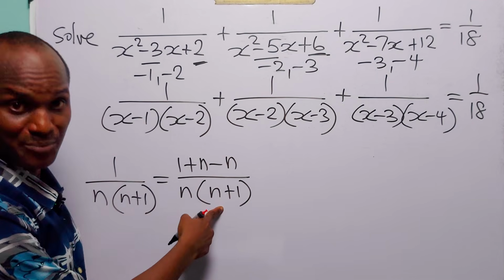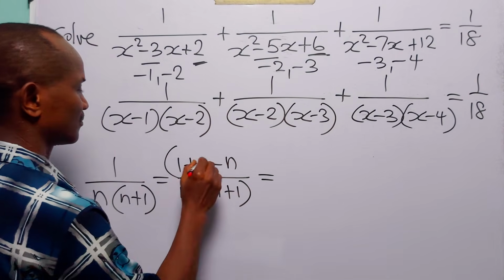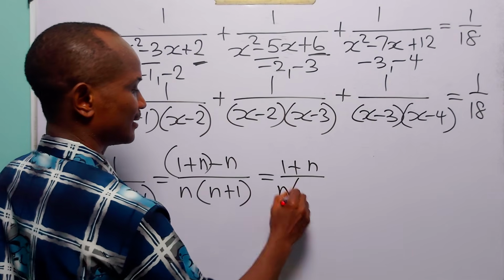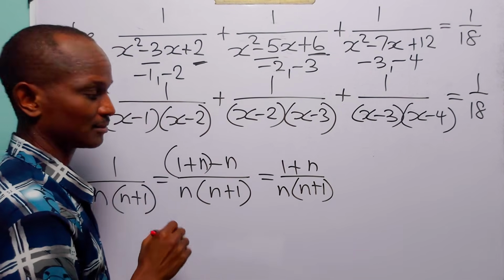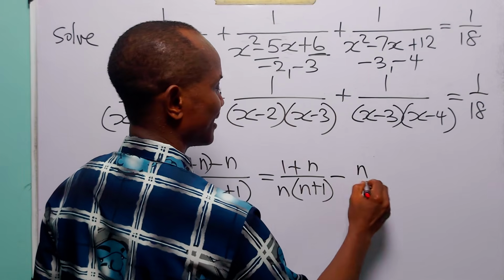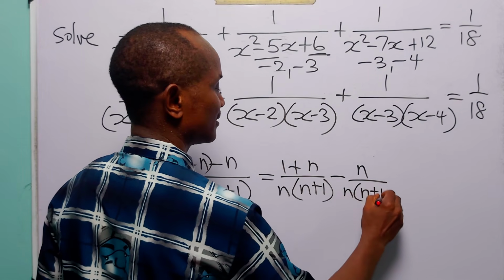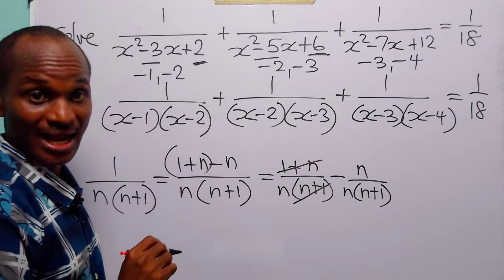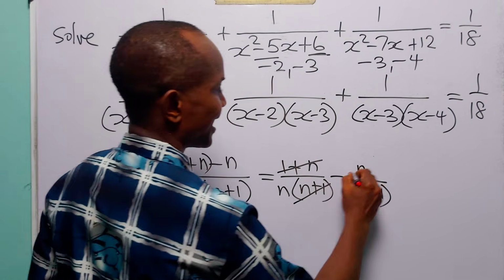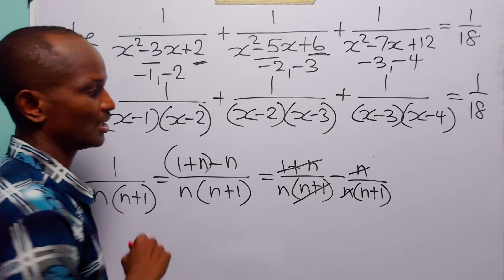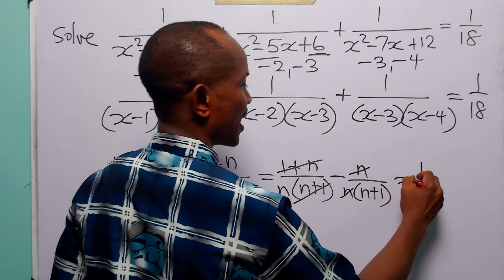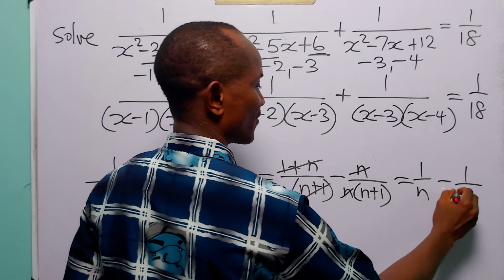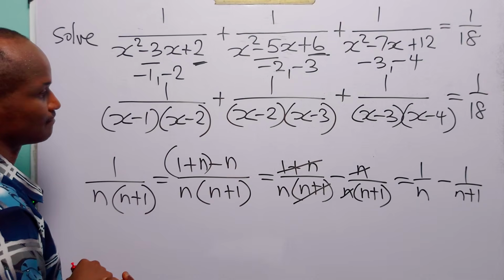So we haven't changed anything. And of course, you know that we can break this into (1 + n) over n times (n + 1) minus n over n times (n + 1). 1 plus n will take care of n plus 1. They are the same. n will take care of n. So that here we have 1 over n minus 1 over (n + 1).